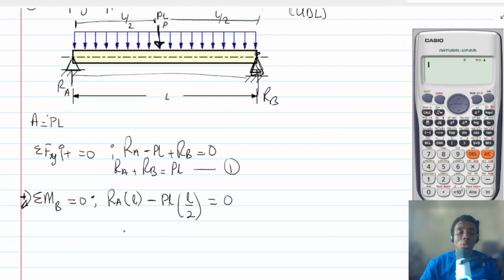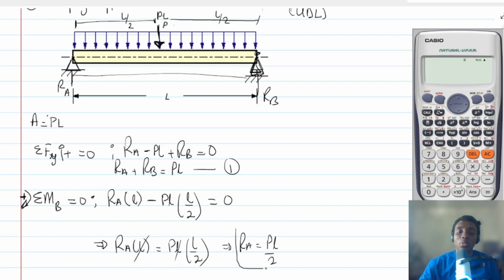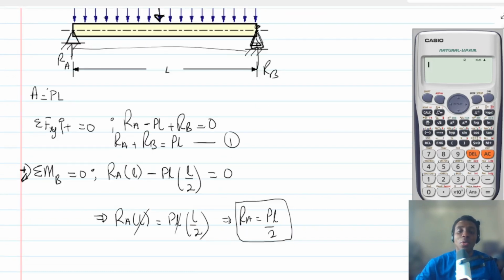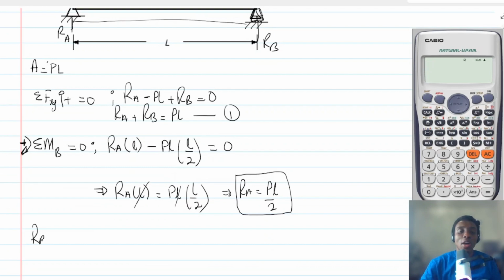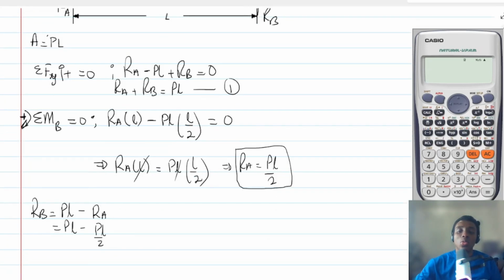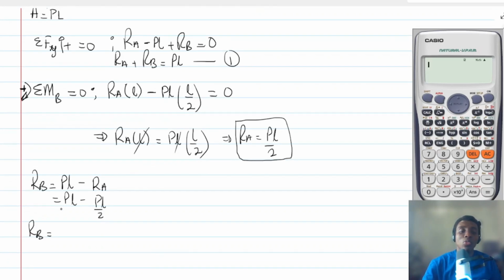All right, that's all. So right now, what can we say? We can say that RA multiplied by L should be equal to PL multiplied by L/2. But then the L here will cancel the L here, so we can say that RA is going to be PL divided by 2. And then since we know RA now, we can go back to the equation and solve for RB. So RB is going to be PL minus RA, which is nothing but PL minus PL over 2. So essentially, if we have PL and then we have PL over 2, then that is like 1 minus half, which is the same as PL over 2.